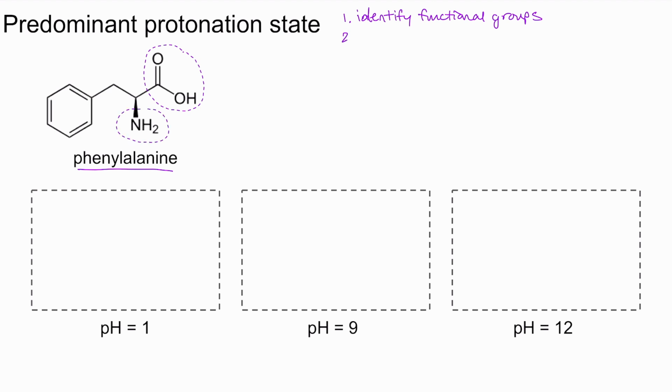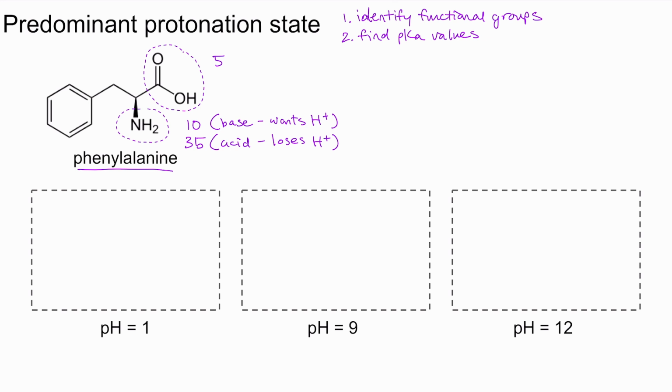Next, we want to note down the pKa values for these functional groups. Carboxylic acid has a pKa of 5, and amine is a special case where it appears twice on the pKa table. So we're going to note down it has a pKa of 10 as a base and an acidic pKa of 35.